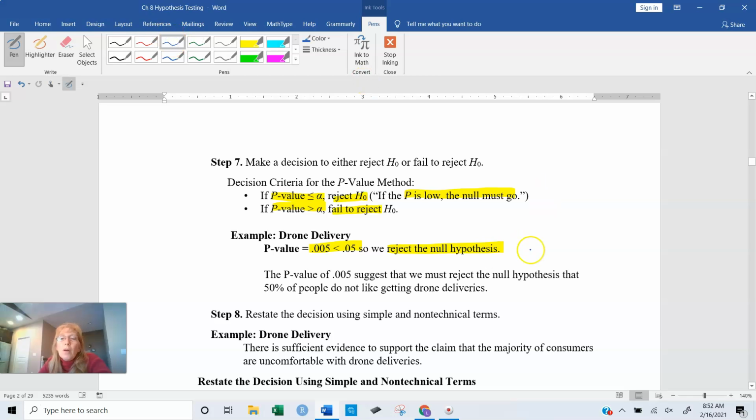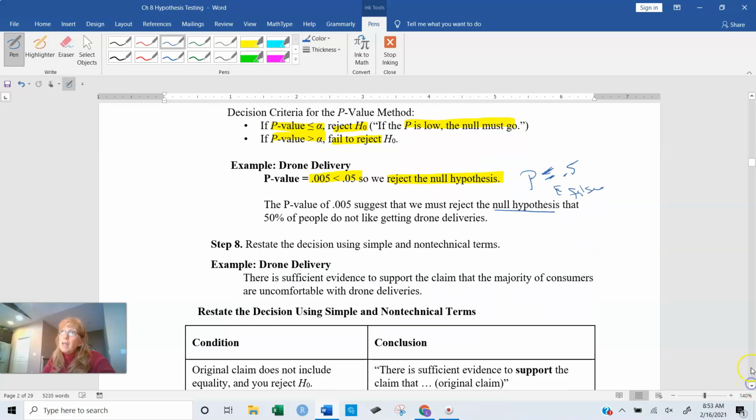Okay, remember our null was p equals 0.5. So we're rejecting the null, which says that 50% of the people do not like getting drone delivery. So this here is false. All right, so we're rejecting that 50%, but now we have to restate what this actually meant. So we said that our alternative was that the majority don't like it. Since our null is false, we get to accept our original statement.